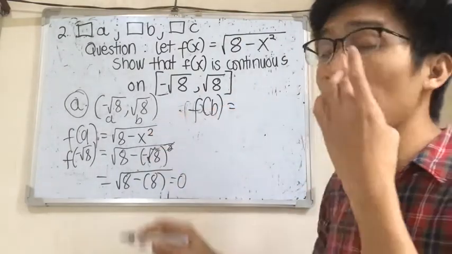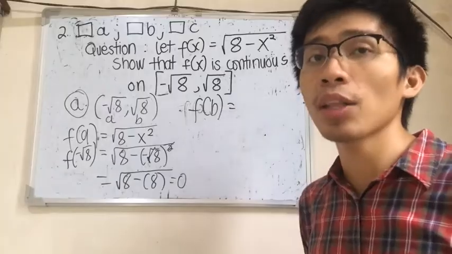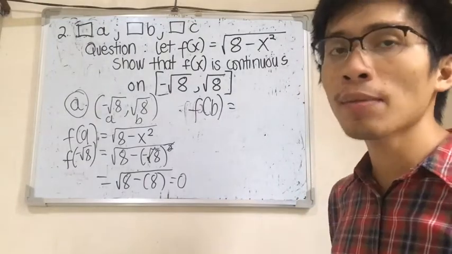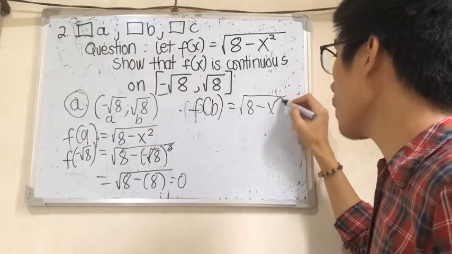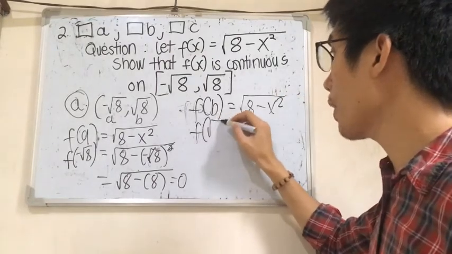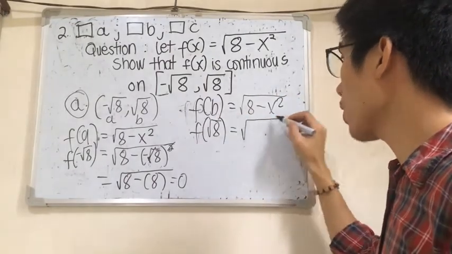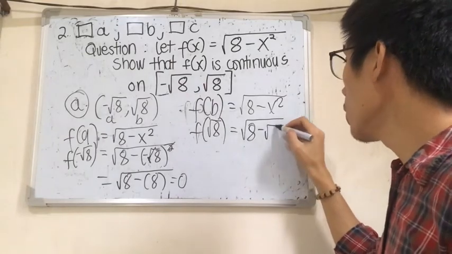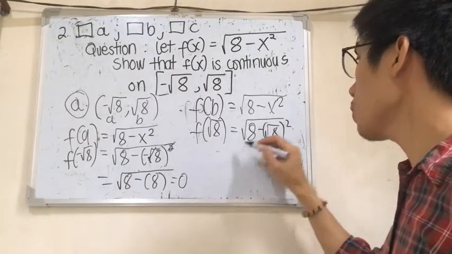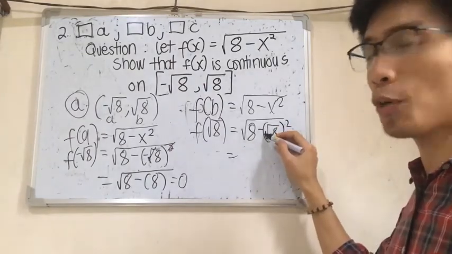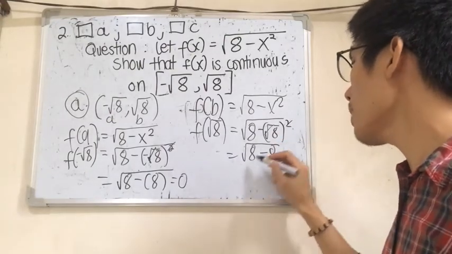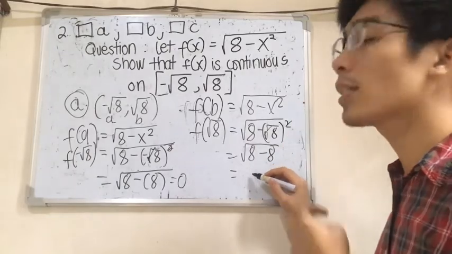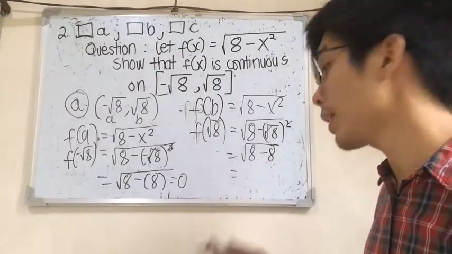What is your b? That is square root of 8. Again, the greatest value in the interval. Let's try to substitute that one in our function. And our function is 8 minus x squared. And what is b again? That is square root of 8. Let's try to substitute that one. 8 minus square root of 8 raised to the power of 2. And we believe we can cancel that one out. So that is now 8 minus 8. And we believe 8 minus 8 is 0. And square root of 0 is 0.